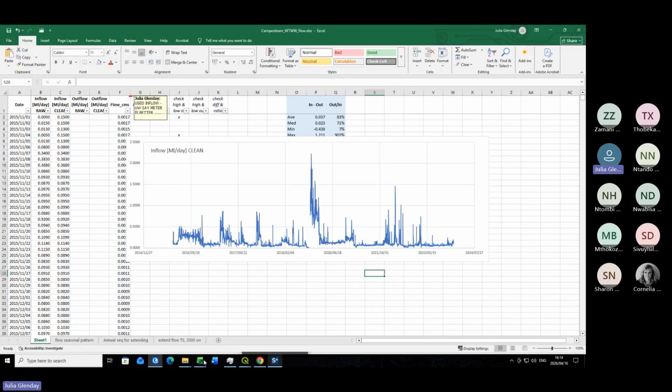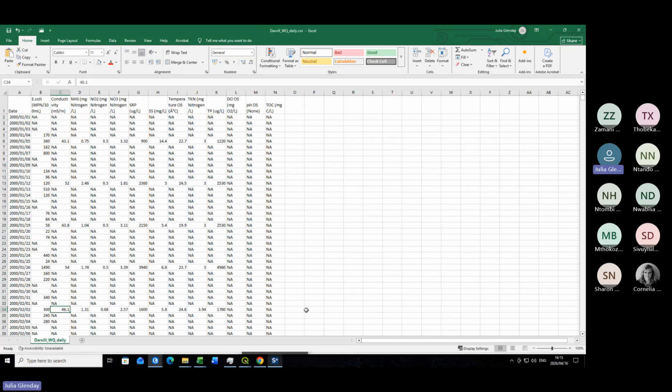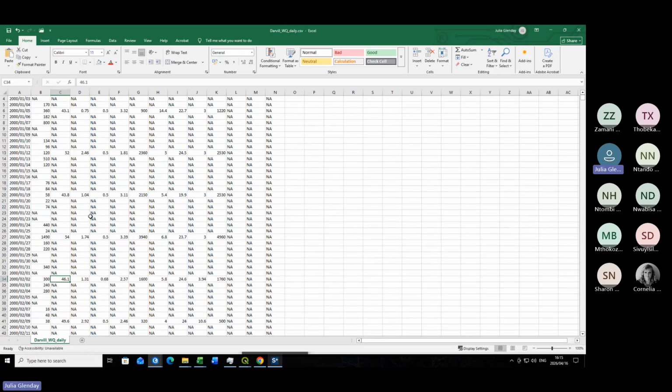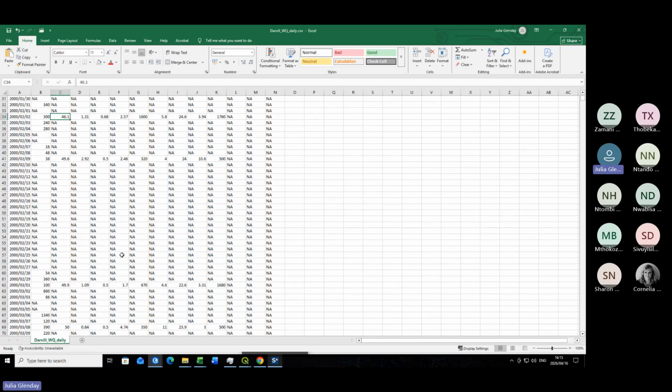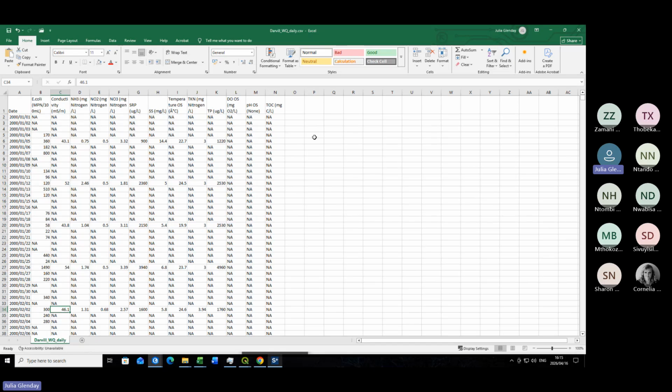And then for the water quality, where there's not a value for every day, I just smooth between the values that there are. And then if there was a bigger gap, I used a seasonal pattern to fill it. So this is the raw data before, and then I would fill it in so that there's a value for every day in the model, because the model is modeling at a daily time step.